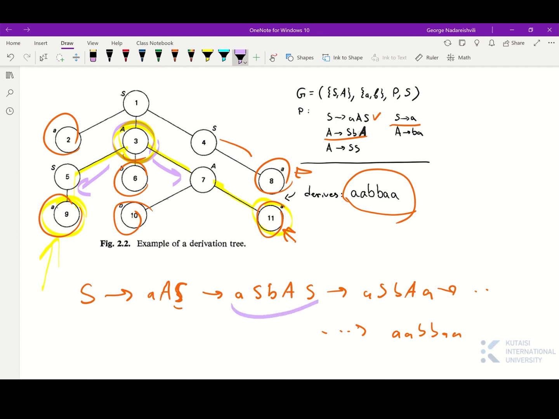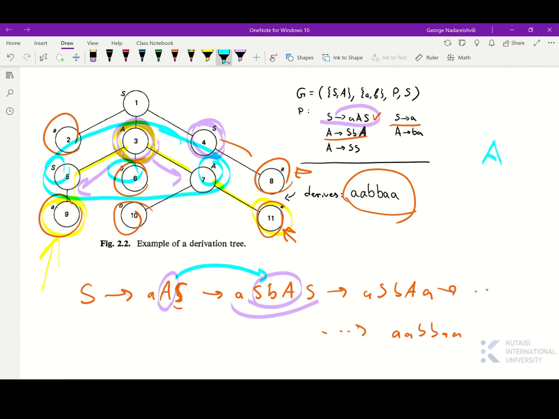I just used the production, this guy in the middle. You were asking why did I use this and not this first? I saw it here exactly. SBA. So I had something like this. A derives SBA. This was a subtree here, sitting at the blue part. So this was exactly this.